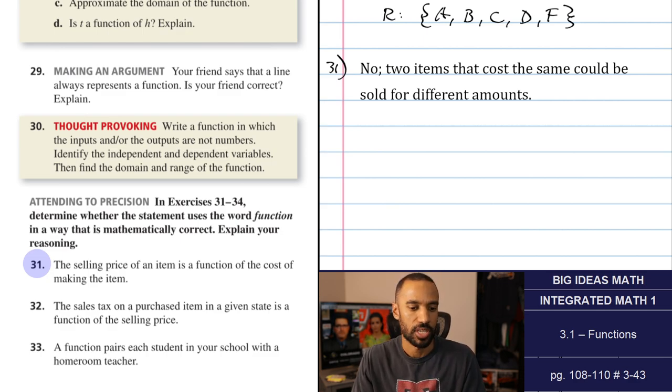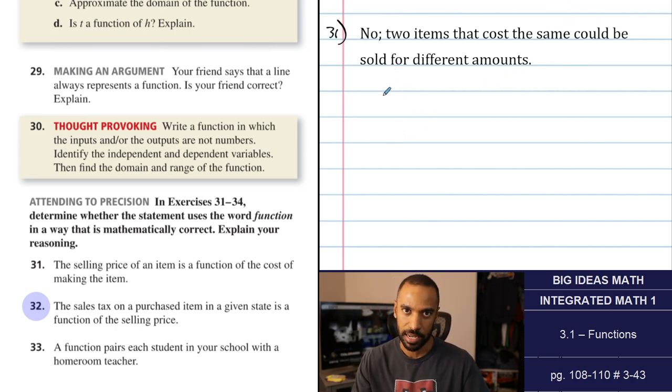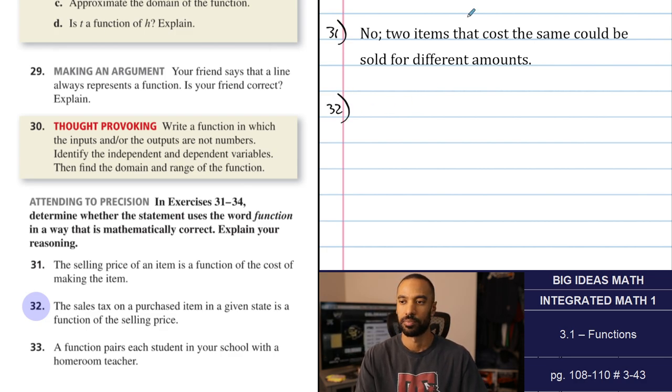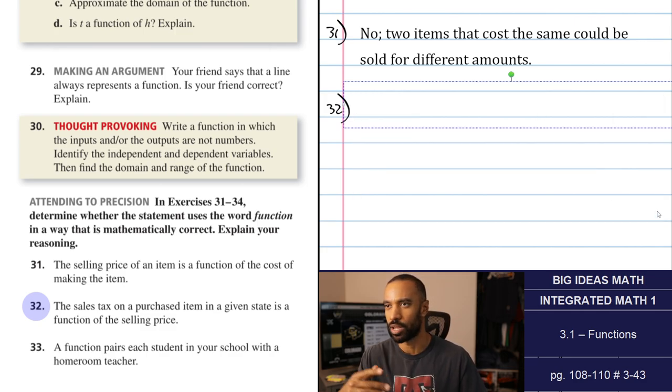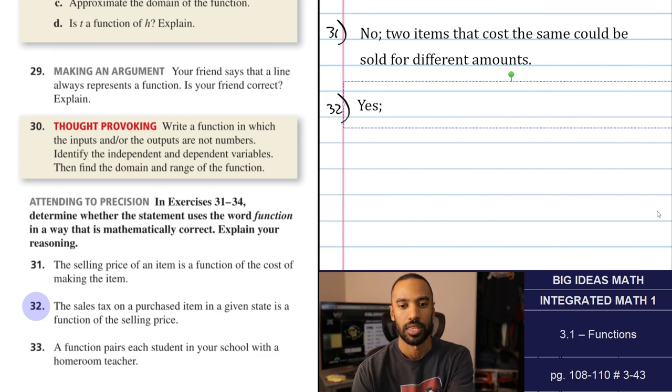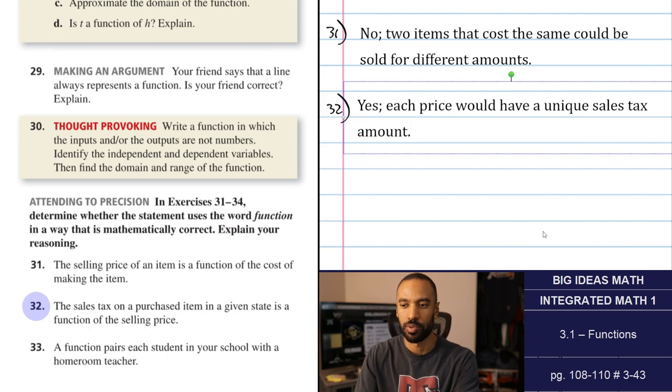Number 32. The sales tax on a purchased item in a given state is a function of the selling price. That does make sense. The percentage is a fixed amount. So if you spend $10 on something, the extra tax would make it cost $10.95 or something like that, right? So yes. Especially they say a certain state. It's going to stay the same within that state. I live in Northern California, and I'm not sure if Southern California has the same tax. I feel like different cities have different things. But what they mean is a fixed tax rate. So yes, this is fine. Each price would have a unique sales tax amount. I'm not going to get too heavy on the conversation.